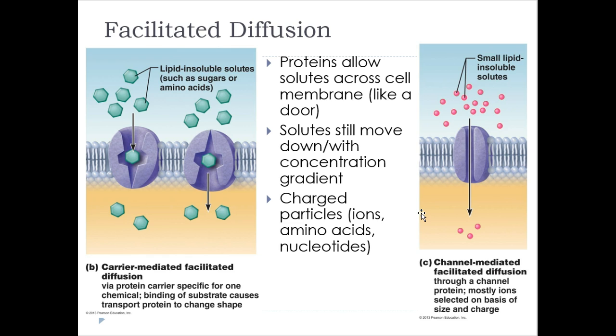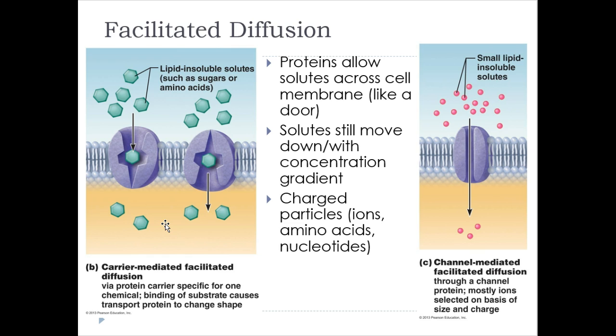Facilitated diffusion. The first thing you can see is that there's our lipid bilayer again, but now we have these proteins. These are going to move larger things. These proteins allow the solute to move across a membrane like a door. The solution still moves down the concentration gradient from high to low, but basically now we can get around some things. For instance, we can let charged particles in. We can let large things like amino acids and nucleotides in.